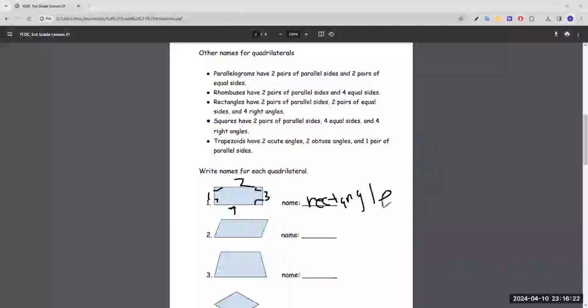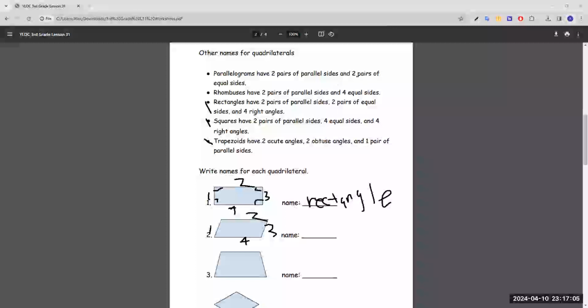Number two, so there's one, two, three, four sides and four angles. There are zero right angles, and there's two pairs of parallel sides. So let's look at our options. It's not a trapezoid because there are no obtuse angles. It's not a square because all the sides aren't equal. It's not a rectangle because there's no right angles. And we're left with parallelograms and rhombuses.